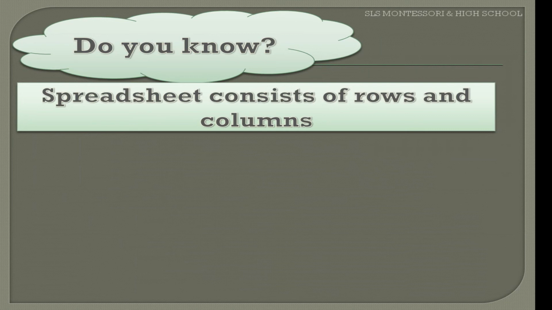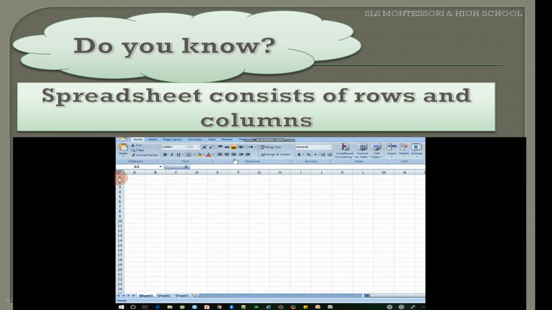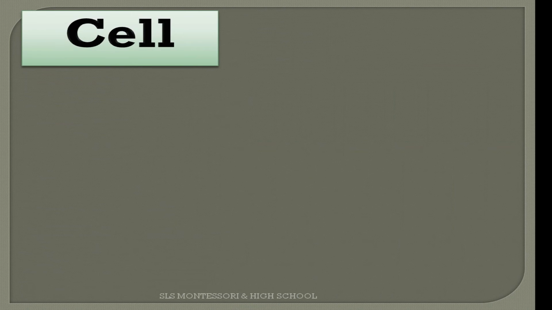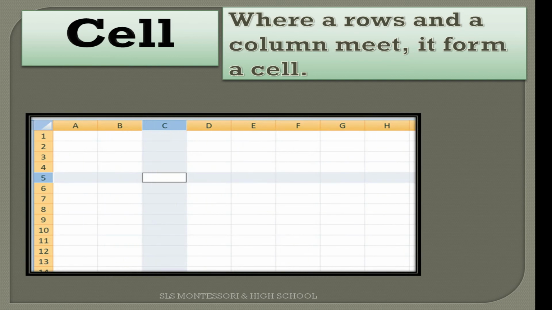Do you know spreadsheet consists of rows and columns? These are the row 1, 2, 3 and so on. And these are the column A, B, C, D and so on. Now, what is cell? The cell is formed when a row and a column meets, like when the column C and the row 5th meet, they form a cell.